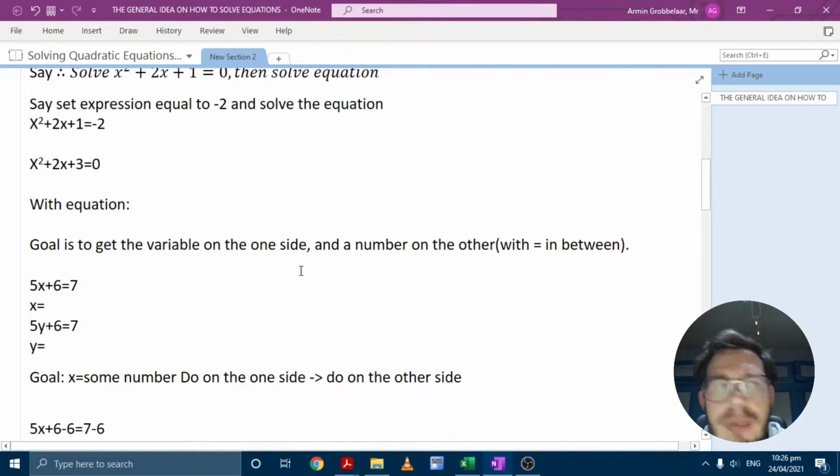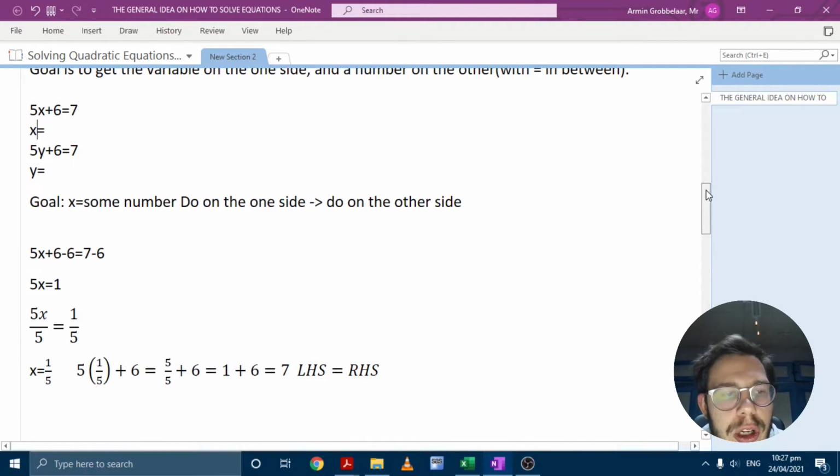You can think of an equation as a scale. You can do anything on the left-hand side, but then you have to do it also on the right-hand side. Or you can do anything on the right-hand side, but then you also have to do it on the left-hand side, to get the variable on its own, with no number in front of it, or like x divided by 5 on that side. It has to be x equal to.